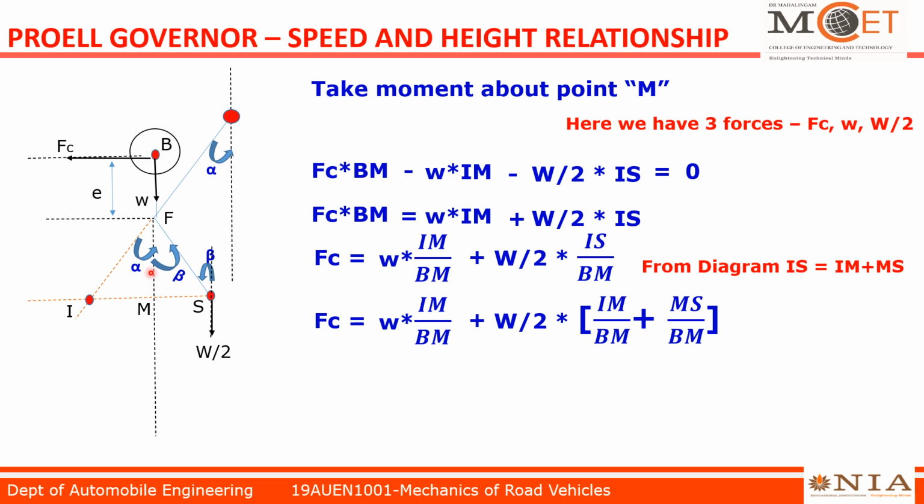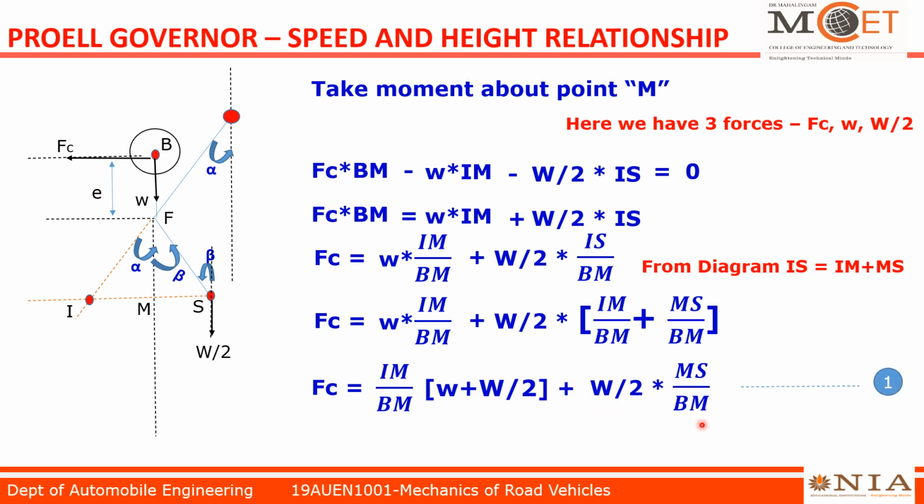We can note tan alpha equal to Im by Fm. Tan beta equal to Ms divided by Fm. Here you can see that instead of Fm we have Bm. We have to make it as Fm, so that I just make Im by Bm common. We have small w plus caps W by 2 plus caps W by 2 into Ms by Bm. This is equation number 1.